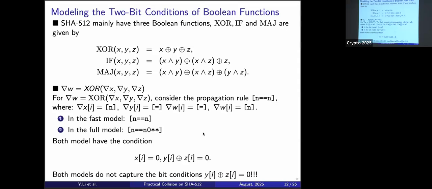In the full model, variables were introduced to avoid contradictory conditions. When a proper propagation rule is given, it applies to both the fast model and the full model, but both models contain the same conditions and neither contains two-bit conditions.